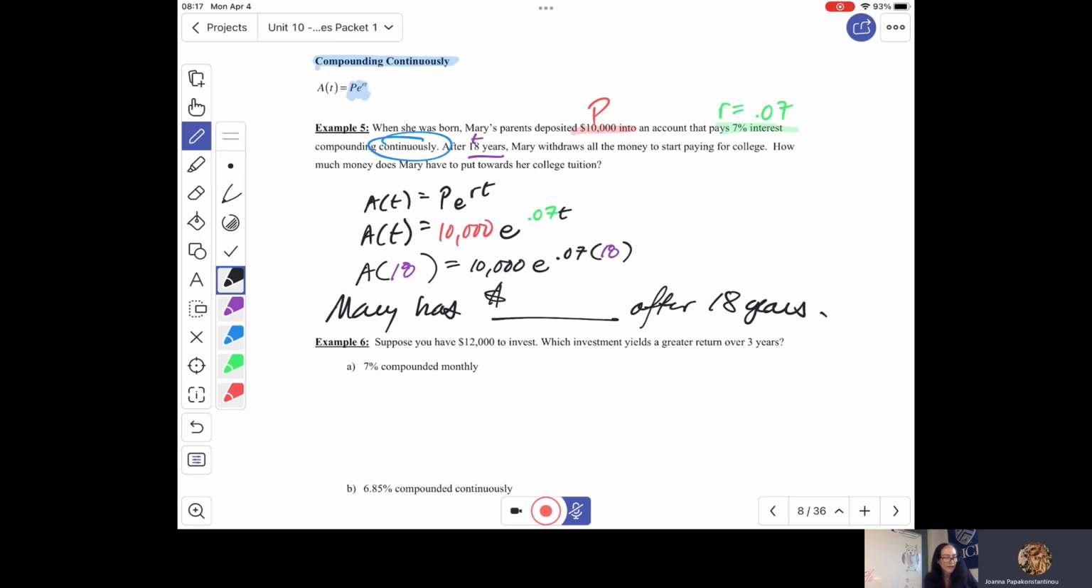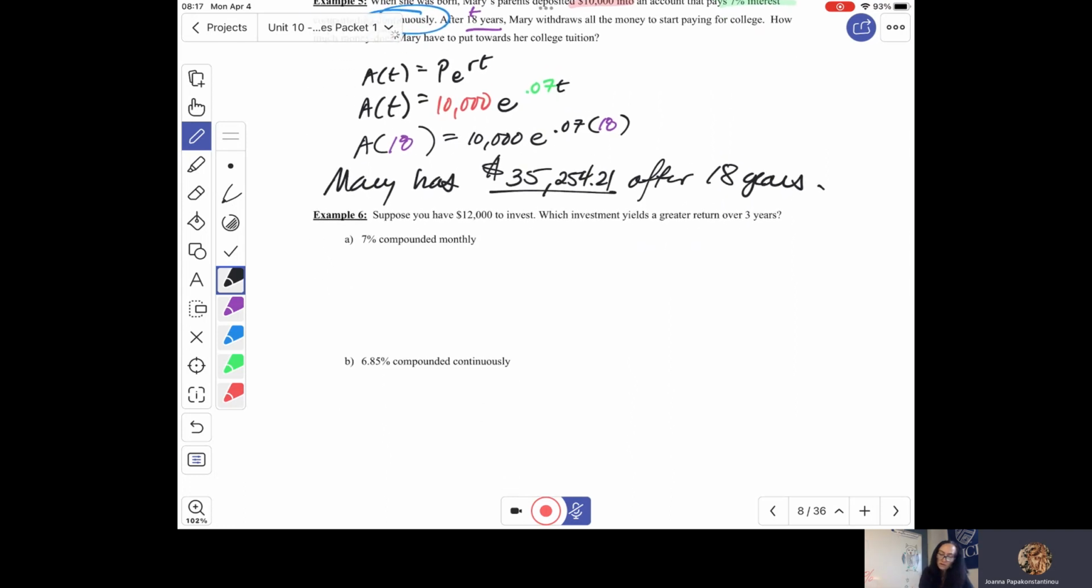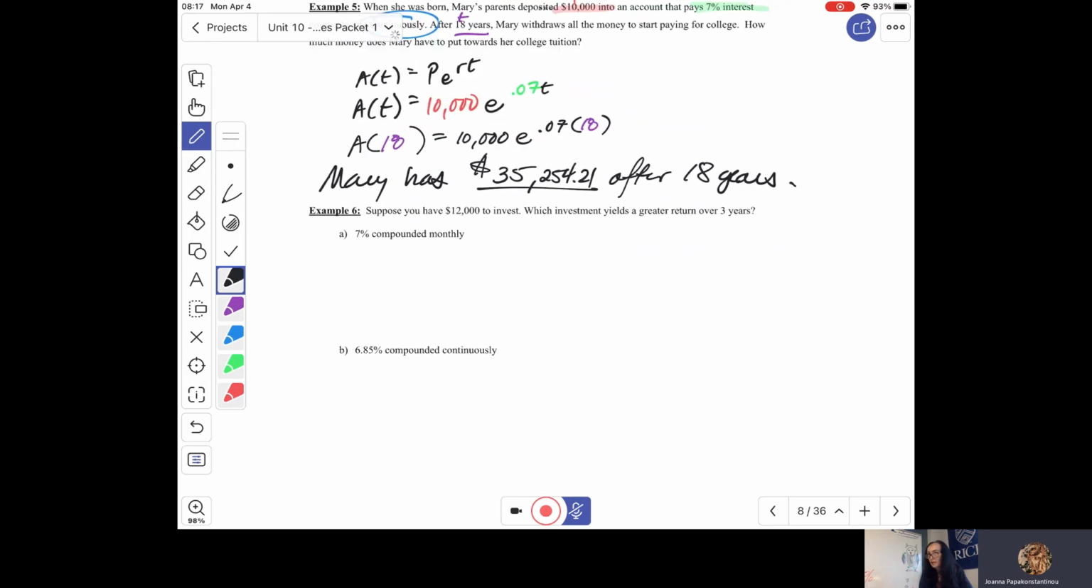How much money does Mary have? $35,254.21. So how many digits do I need to see? Well, this is money, so I better see my dollars and my cents, right? Units of measure, I need to see the dollar sign. I need to see I have a complete sentence. Are we okay with that?